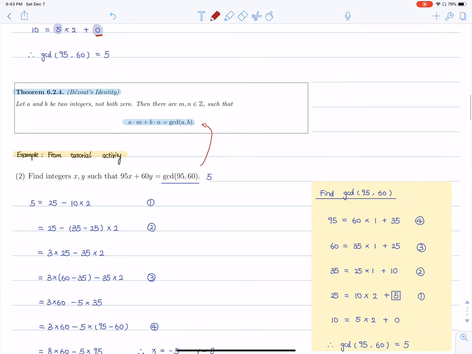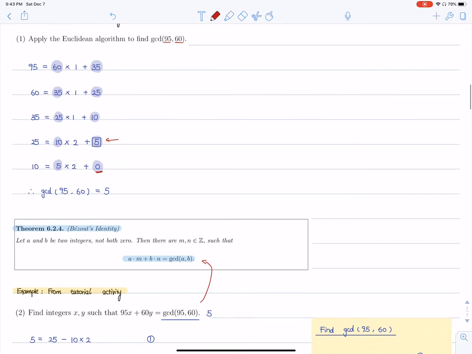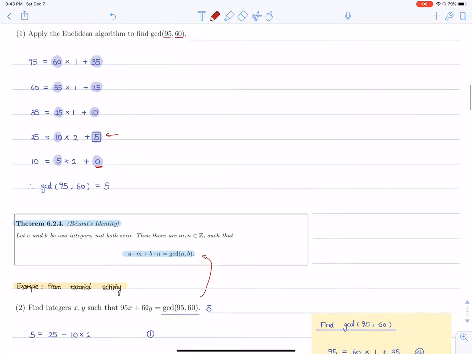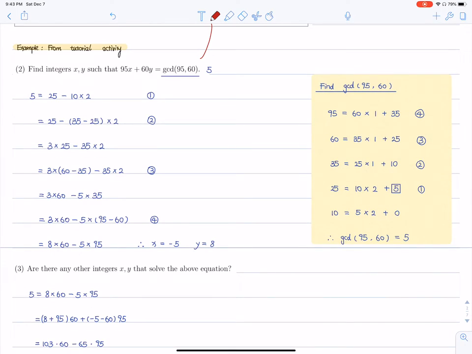This is part 2 of the question we just did right here, which means we need to use what we just did in part 1. I copy-pasted part 1 here. Okay, this is part 1. And I labeled each step as 4, 3, 2, 1 because those are the steps we need to use in order to solve this question.